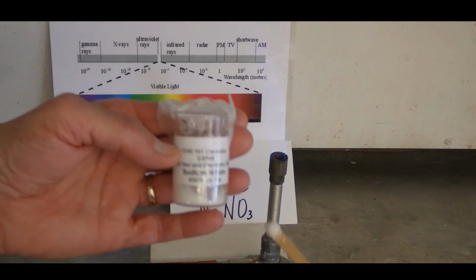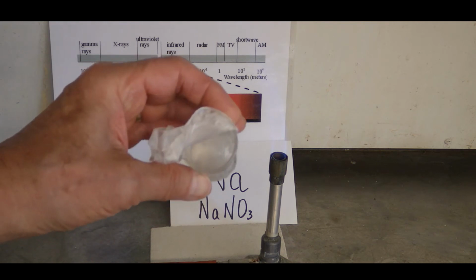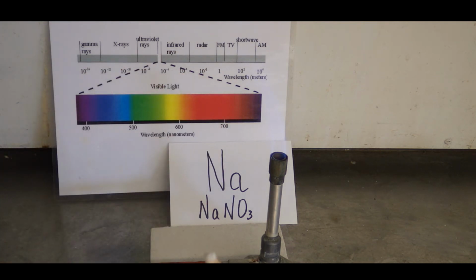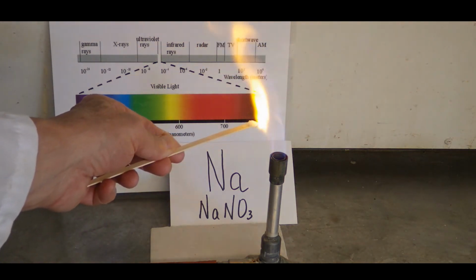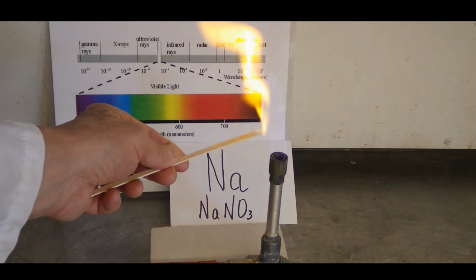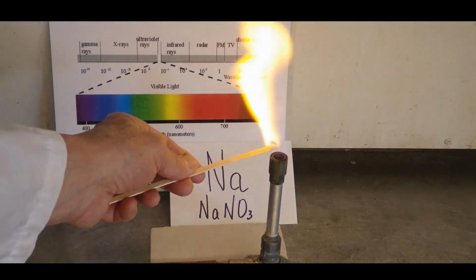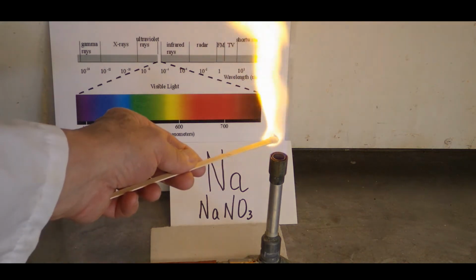So next we have sodium nitrate, also a white crystalline salt, looks about the same as sodium chloride. What about the flame color? The flame color looks about the same as sodium chloride, doesn't it?